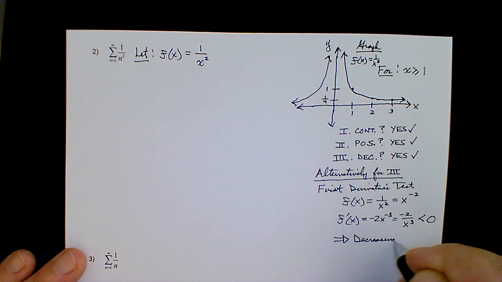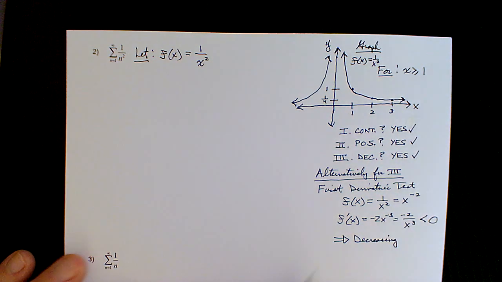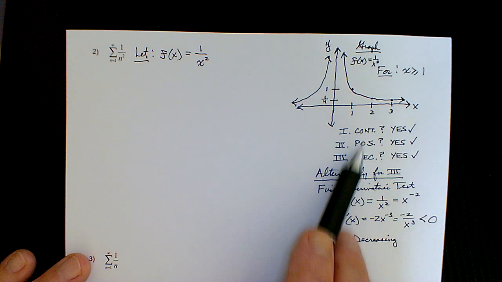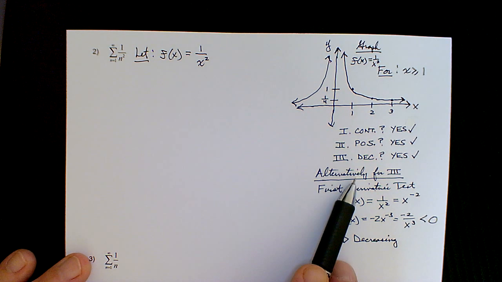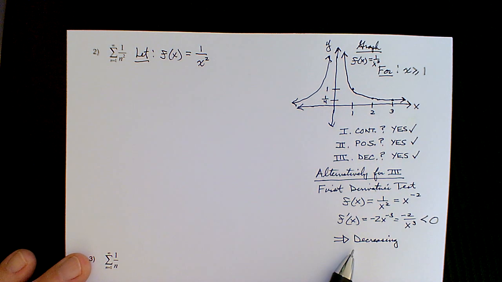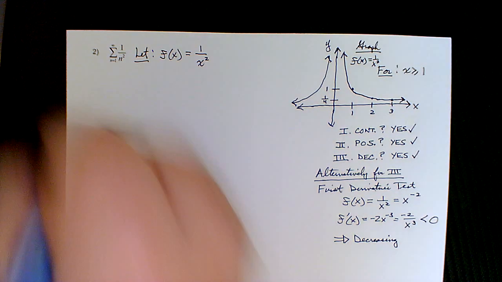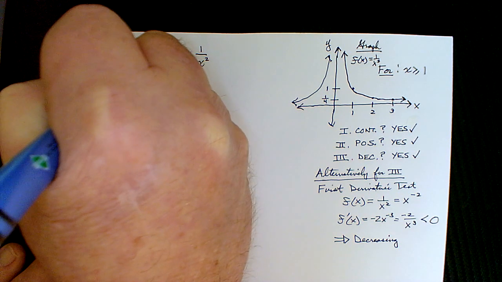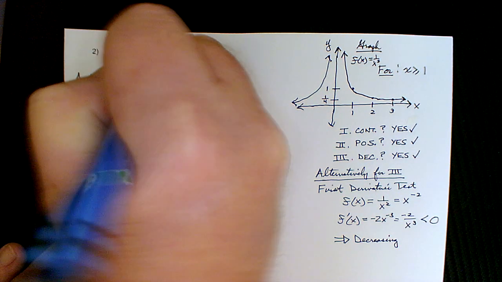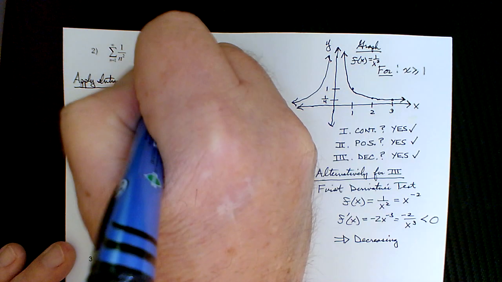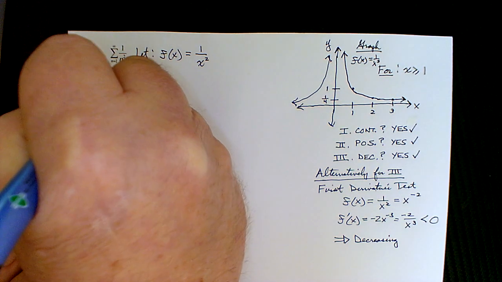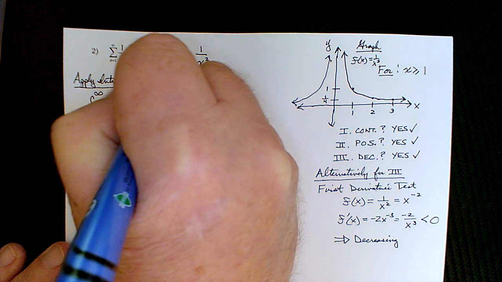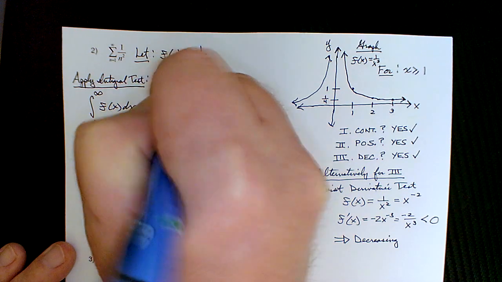is decreasing. So again, you could argue the first 2 conditions by inspection using the graph, and use the first derivative test to show decreasingness. Once those are satisfied, then you can apply the integral test, and essentially it's just looking at the integral from 1 to infinity of the function, which in our case is the integral from 1 to infinity of 1 over x squared.